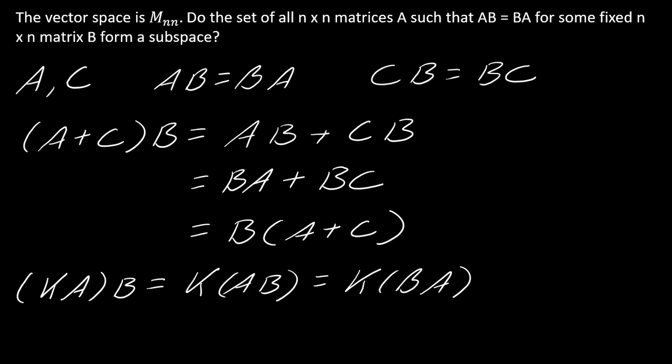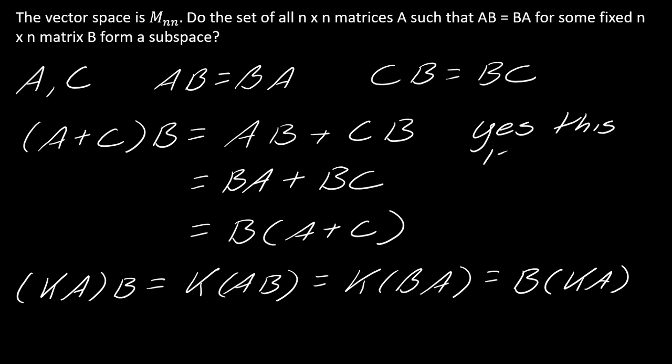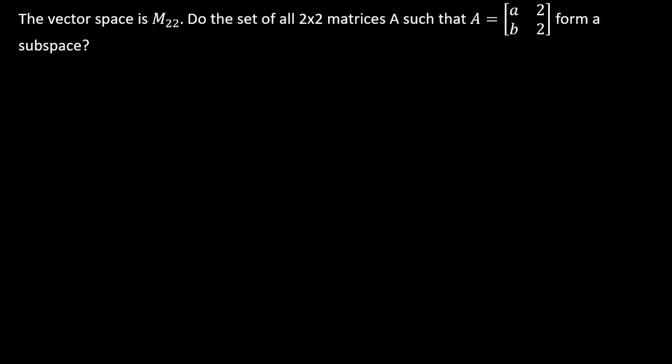Now using what I know about how scalars commute, I can rewrite this as B times KA. So you're allowed to multiply a scalar at any point in the process of multiplication. So I can move the scalar in here. So this does pass the subspace test. So yes, this is a subspace. Finally. All right, we got one.